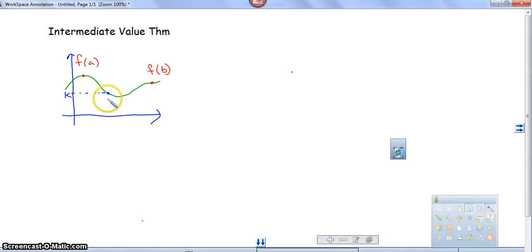then there must be, so if k is in between these two, there has to be some place, which would be right here, and we'll call this c, there has to be some x value to go with that k value, so that f of c equals k. So the function evaluated at c equals k. How do we use it?